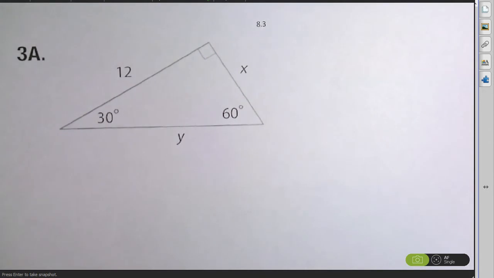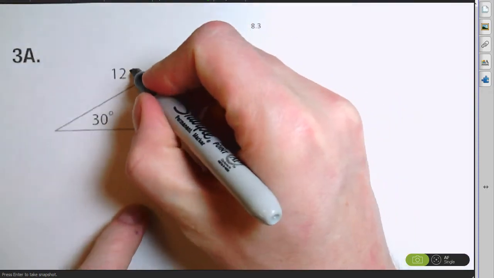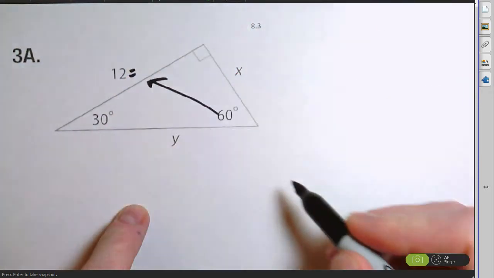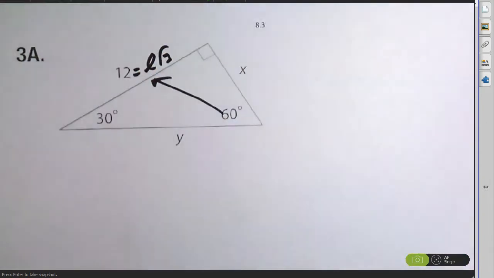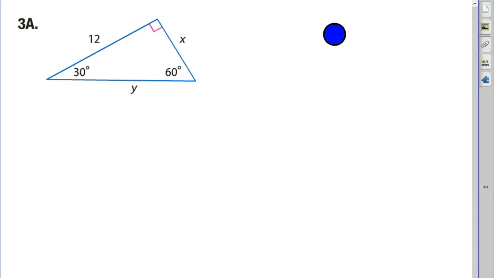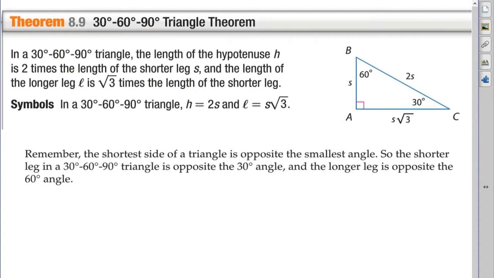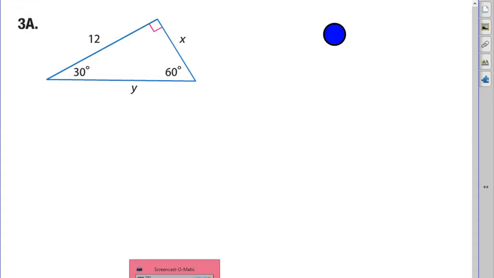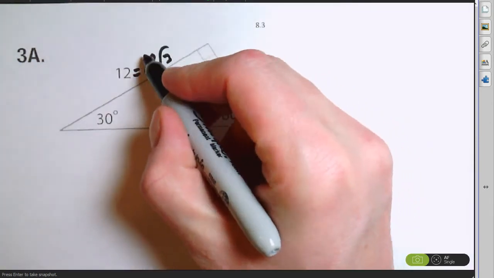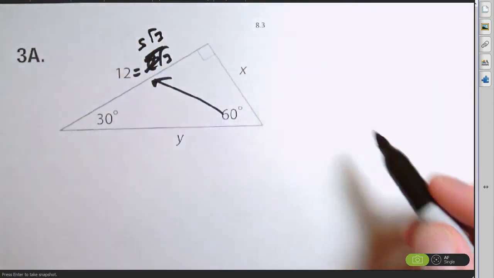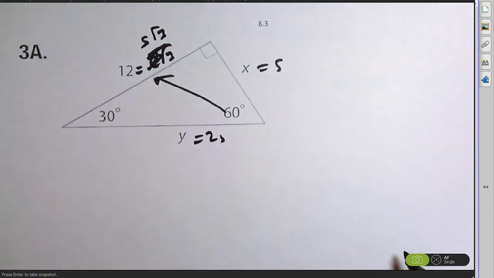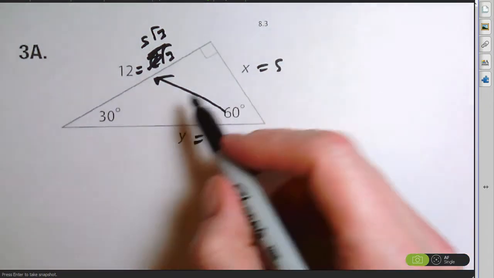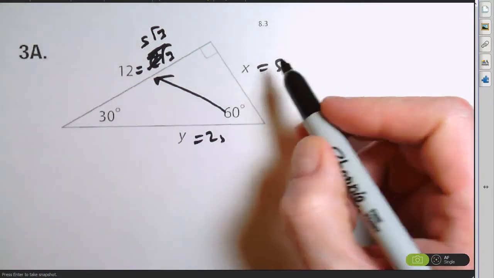Well, in this problem, we have the 60 leg. That's what we have. This is the one opposite the 60 degree. Well, opposite the 60 is the S root 3 leg. To be consistent with the book, they used S. The 30 is the S. The hypotenuse is 2S. So we need to figure out what S is, because if I double it, I've got the hypotenuse, and if I keep S, I've got X.